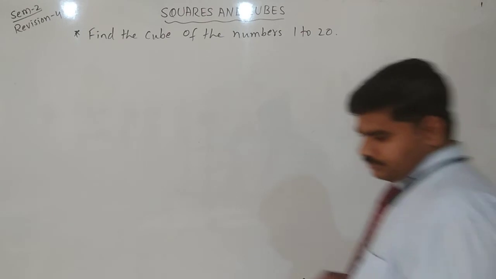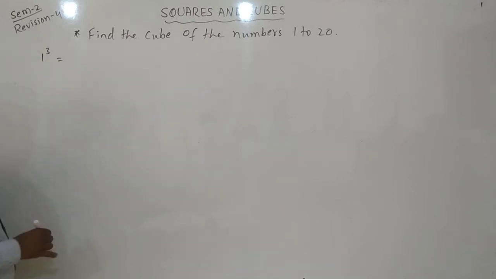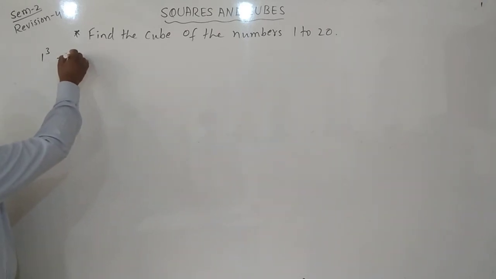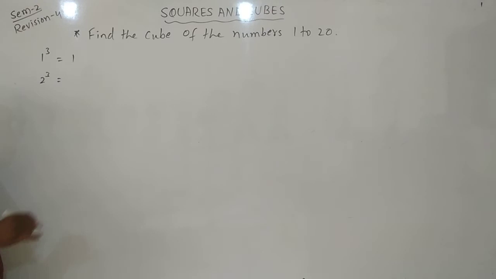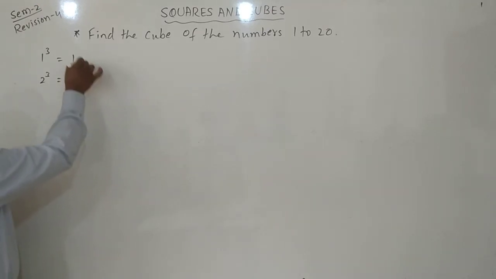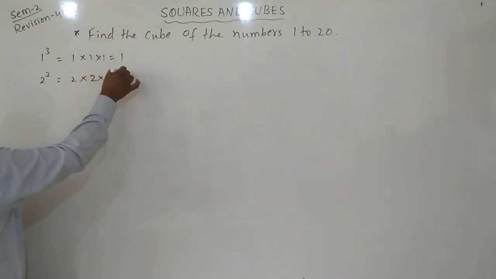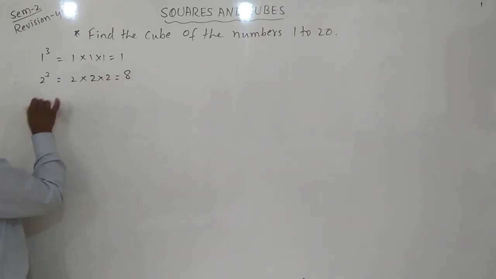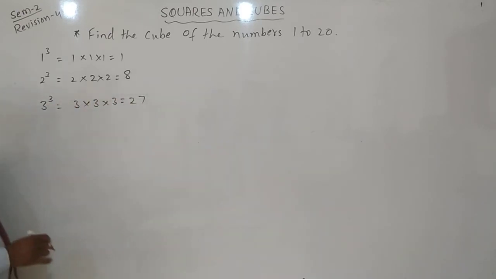First, 1 cube, we can write 1. How many times you multiply? Yes, 1 into 1 into 1. Again it will come 1 only. 2 cube, 2 into 2 into 2. 2 2s are 4, 4 2s are 8. 3 cube, 3 3s are 9, 9 3s are 27.